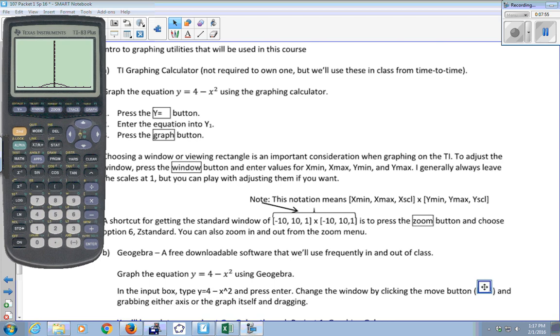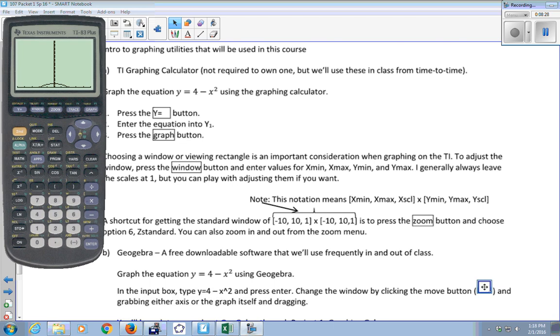Okay, so we have to choose a window or a viewing rectangle. It's an important consideration when looking at the graph. The coordinate plane, the xy axes, is infinitely large, right? There's the origin where they meet, and then the x-axis goes forever left and right. The y-axis goes forever up and down. It's infinitely large. You can't fit the whole thing on this little tiny screen. So you have to tell the calculator where on that giant plane you want to look.